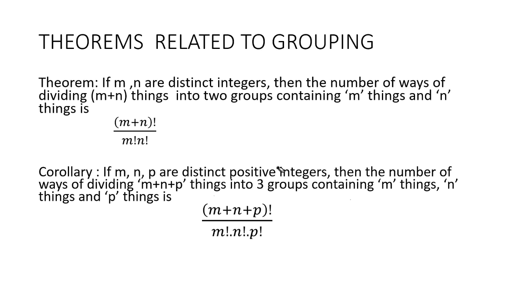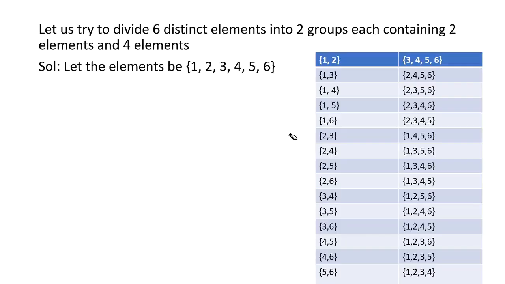So these results are applicable only if n and m are distinct. Here n should be different from m and m should be different from p. If all these three are distinct, then only we can apply these results. So if you want, you can see it using this example.